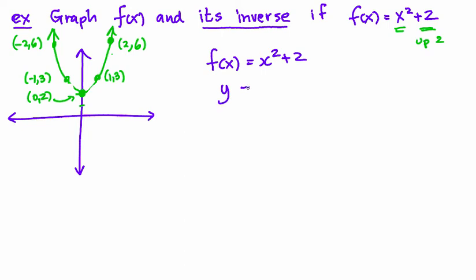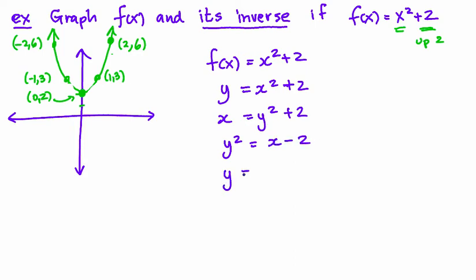So I make this y equals x squared plus 2. I switch the x's and the y's. I get the y's by themselves. And so I get x minus 2 on the other side, and I take the square root. And when I take a square root, I get a plus and I get a minus.